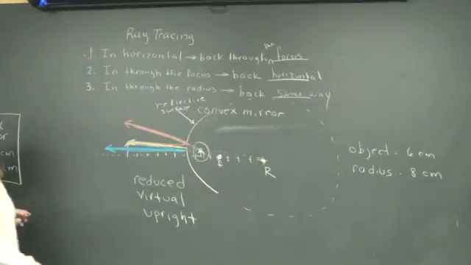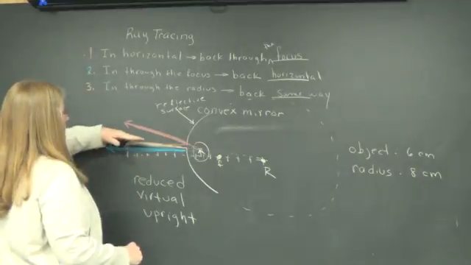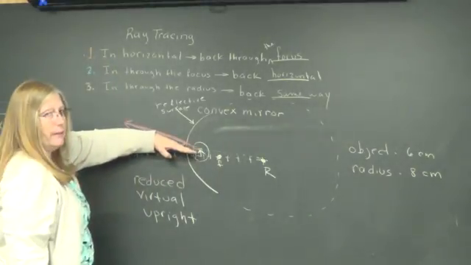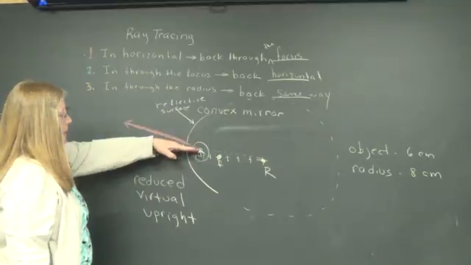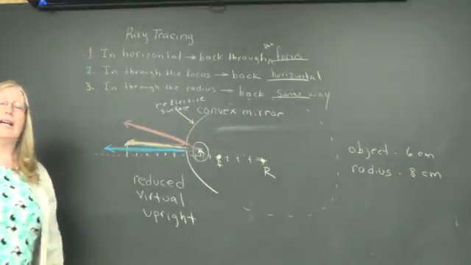The blue one is in... sorry, horizontal. No, it's in through the radius, it's number 2, the blue one. I see. If it's going to the focus. Okay. And then it comes out horizontal.